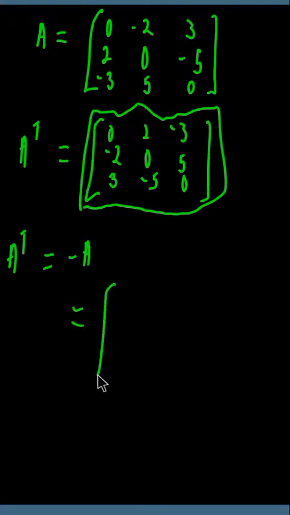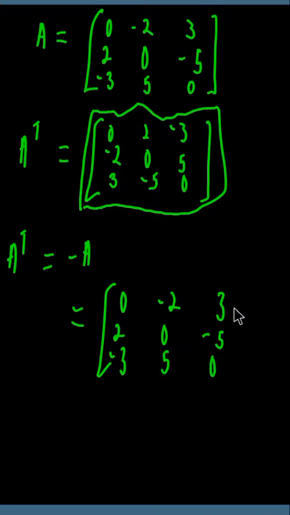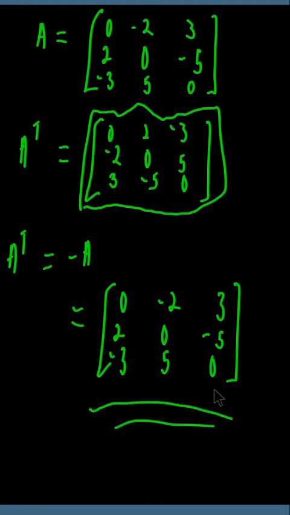Minus times 0 is still 0. Minus times 2, we have minus 2. Minus times minus 3, we have positive 3. Minus times minus 2, we have 2. Minus times 0, we have 0. Minus times 5, we have minus 5. Minus times 3, we have minus 3. Minus times 5, we have plus 5. We have 0. Now, this is skew symmetric because the transpose is equal to the negative of that matrix. So this is what we call a skew symmetric or anti-symmetric matrix.